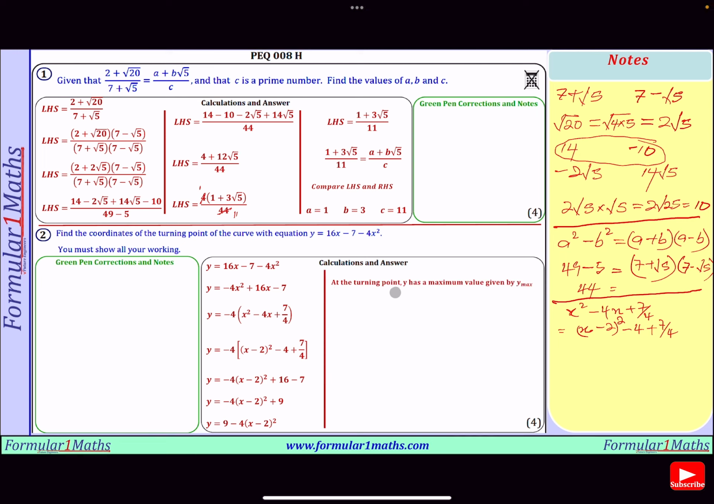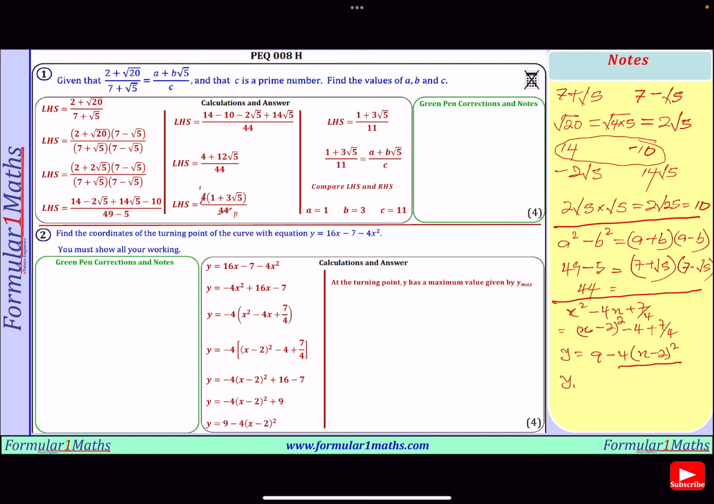Now at the turning point, y has a maximum value given by y max. And so this equation here, y equals 9 minus 4 times x minus 2 squared, must be a maximum at the turning point. So for this to be a maximum, we need to take as small a value as possible from 9. And that means this here must have the smallest value. And because this is a square, the smallest value it can have is 0.